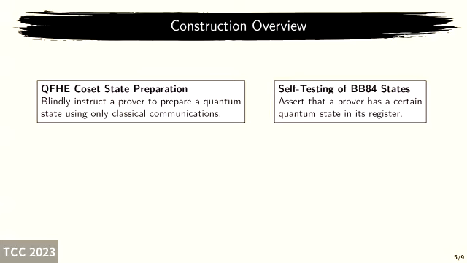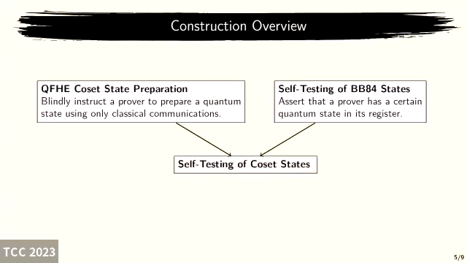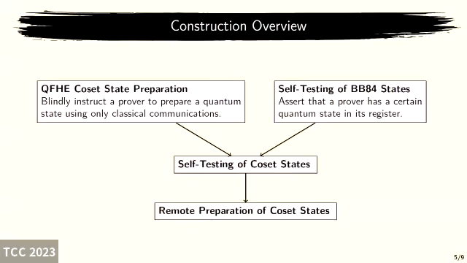But the idea is that the protocol that we use for BB84 is for BB84 states, which are simple states. And we want to have the same kind of protocol for coset states. So we'll combine these two protocols and get this self-testing of coset states protocol. But this is not completely over, because in self-testing, we don't have any state in the end. So we will need to slightly modify this protocol to get a remote coset state preparation, which is what we want to have ultimately.